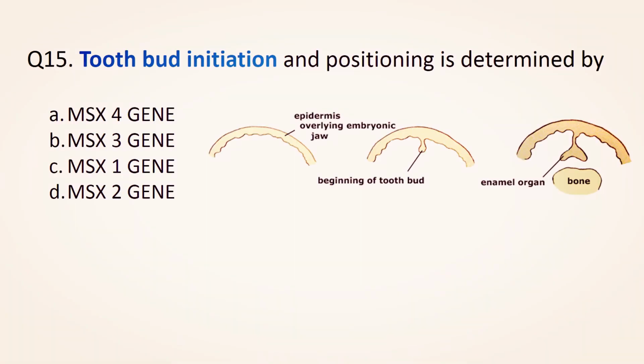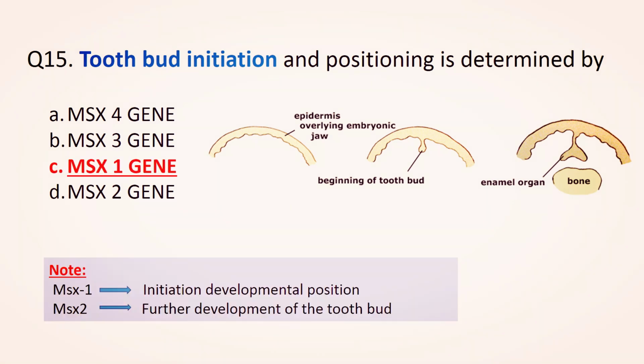Question 15. Tooth bud initiation and positioning is determined by A. MX4 gene, B. MX3 gene, C. MX2 gene, D. MX1 gene. The correct answer is MX1 gene. MX1 initiates developmental position, MX2 further development of the tooth buds.